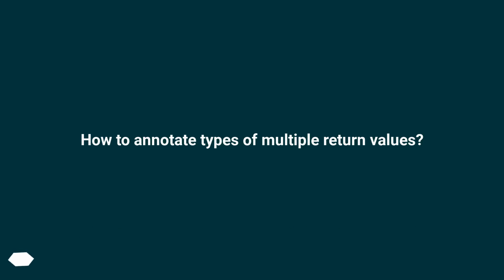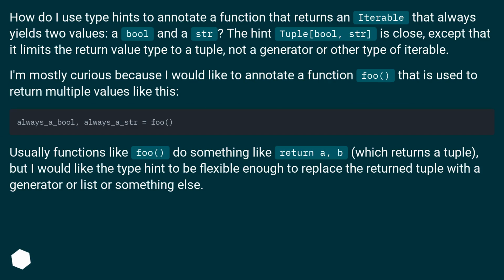How to annotate types of multiple return values? How do I use type hints to annotate a function that returns an iterable that always yields two values, a bool and a str? The hint Tuple[bool, str] is close, except that it limits the return value type to a tuple, not a generator or other type of iterable.